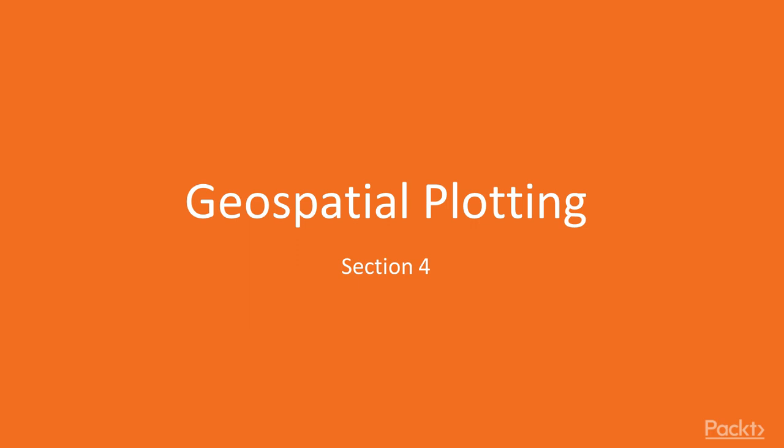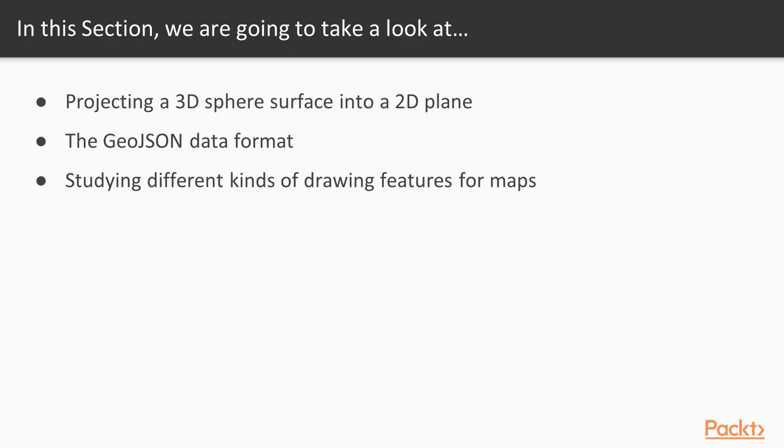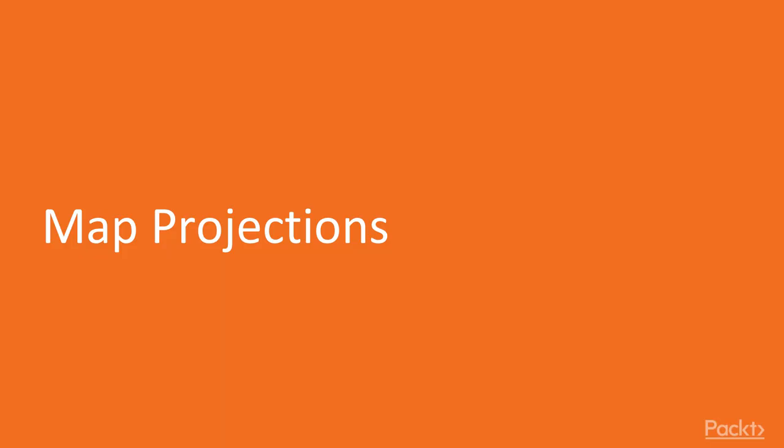In today's video, the first of section 4, we're going to take a look at how to plot geospatial data, in other words, maps. In this section, we're going to see how to plot 3D surface of a sphere data onto a 2D plane, how map data can be conveyed using the GeoJSON format, and different features D3 provides for drawing on a map. In today's video, we're going to focus on map projections.